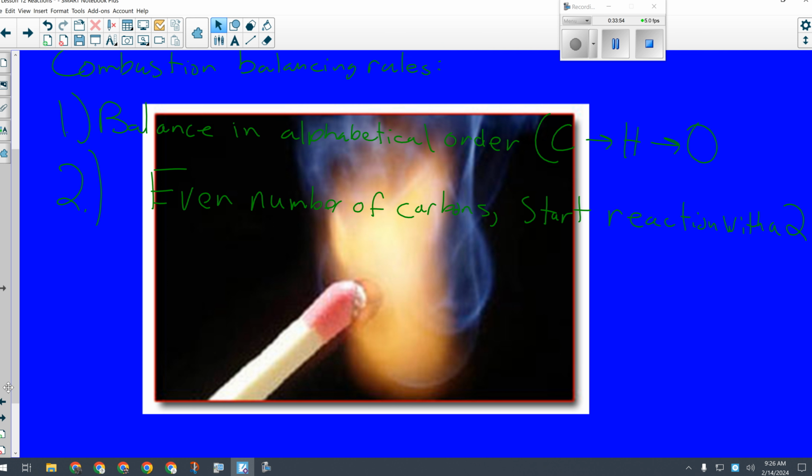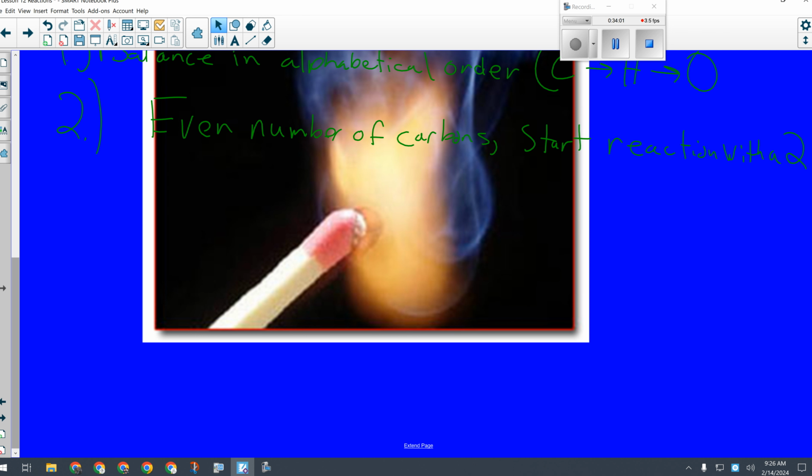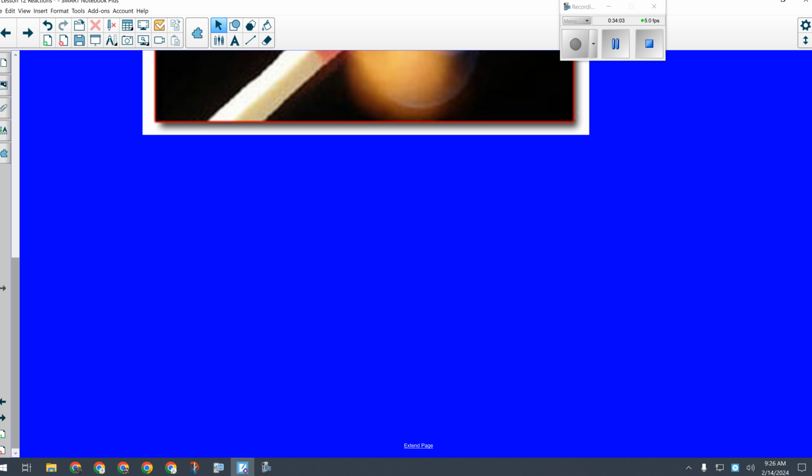Okay, can I scroll up just to show you the reaction? Everyone's done with those? All right, so here's what I mean by an even number of carbons. So let's say I have this reaction here.